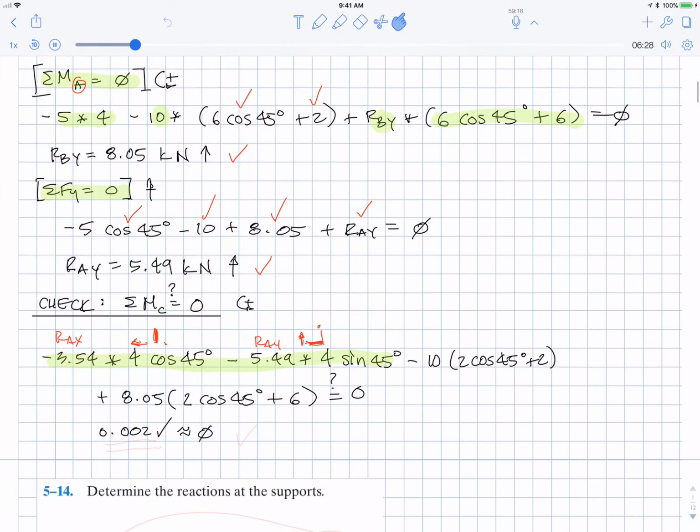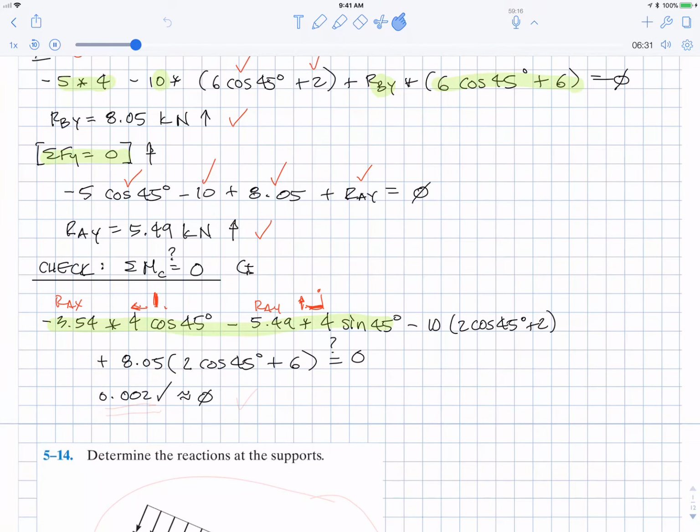Then you have that 10 kilonewton force going down. Its perpendicular distance, horizontal distance from point C is 2 cosine 45 degrees and an extra 2 meters. And then the reaction at B we calculated to be 8.05, and its distance again was 2 cosine 45 degrees and another 6 meters past that. I added that all up and it came out to 0.002, which is 0. It should be 0, but because of round off we don't get exactly 0. So I'm very confident that these answers are correct.